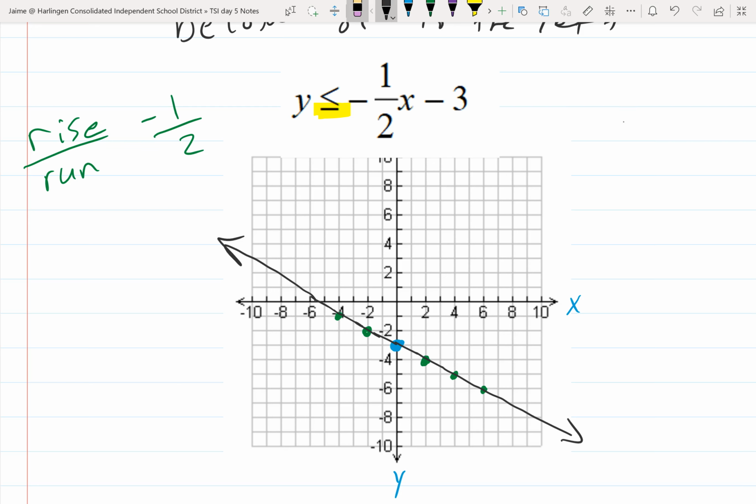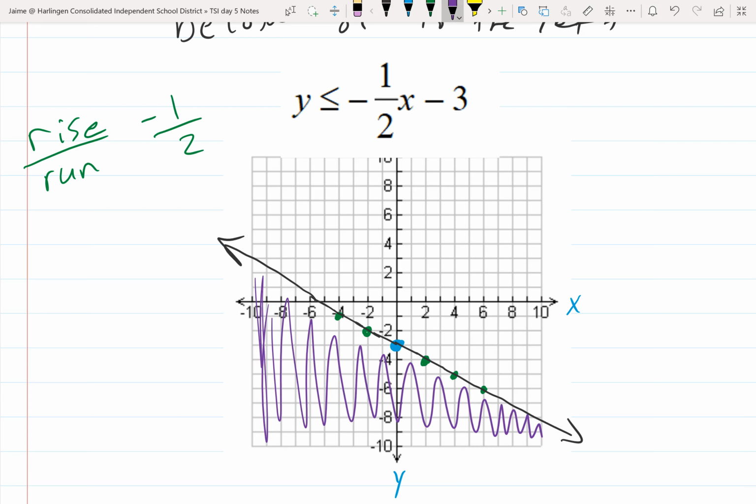Next, the symbol. What symbol is it? Well, that symbol says less than or equal to. Less than means to color below or to the left, depending on the question. So I'm not going to color above, I'm going to color below the line. So all of this down here would be shaded. That's how it looks when you graph inequalities. Why did I color below the line? Because that says less than. Had it said greater than, I would color above the line.